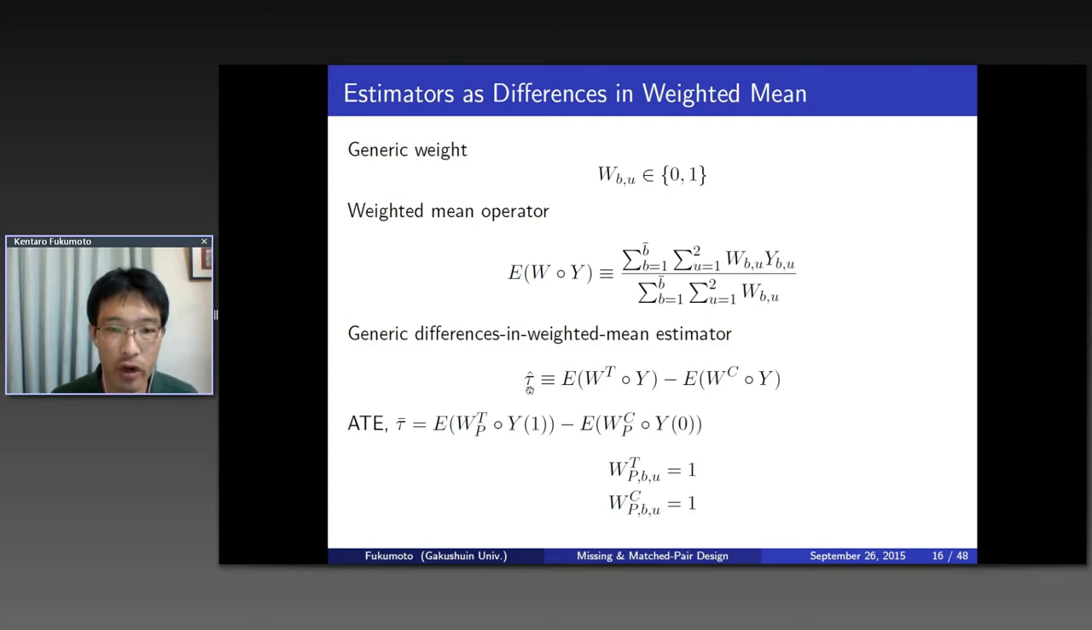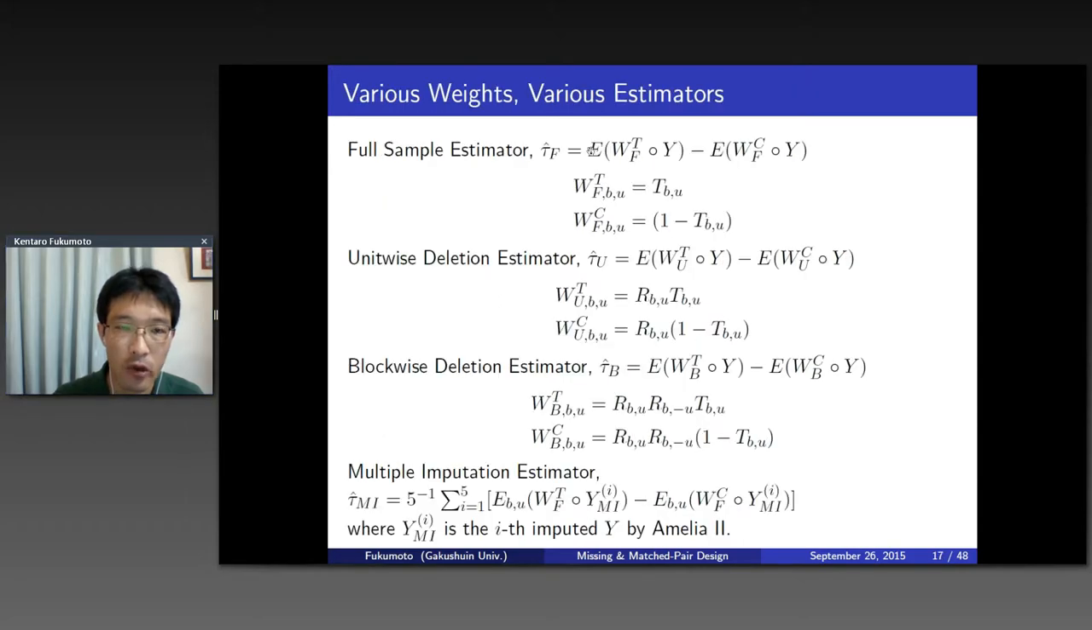Then generic differences in weighted mean estimator, tau hat, is a weighted outcome for treatment minus weighted outcome for control. Then the true average treatment effect, tau bar, is actually defined in this way. Here, now weight for treatment and weight for control both are equal to 1. And we use potential outcome Y of 1 and Y of 0. So then we can define estimators by using different weights.